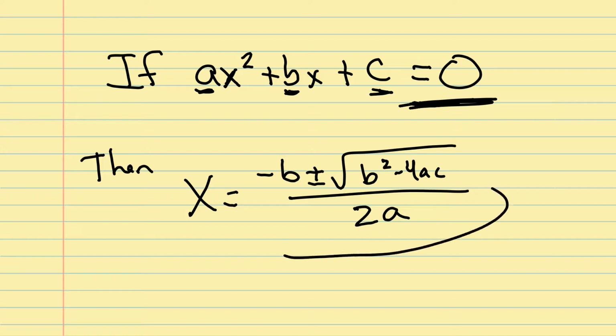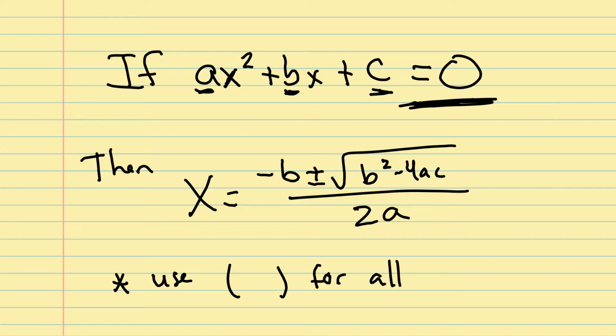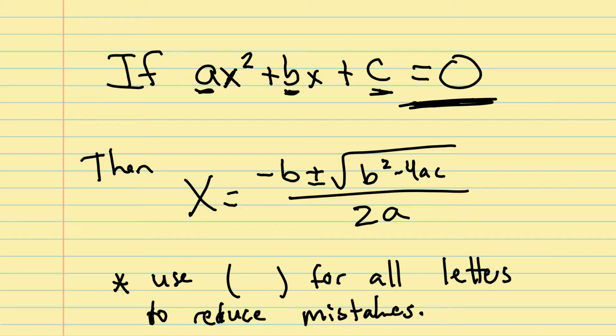And then you're going to plug it into this formula right here. So that's the opposite of b plus or minus the square root of b squared minus 4ac, all over 2a. Remember, make sure you use your parentheses for all the letters in order to reduce calculator mistakes. Some people are making calculator mistakes because they're forgetting to put a negative number inside the parentheses. So my best recommendation is that's the best way to fix it.